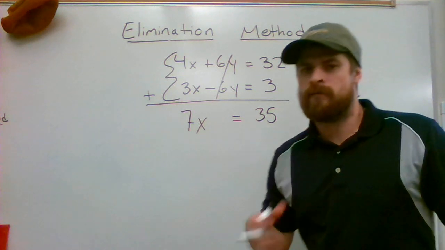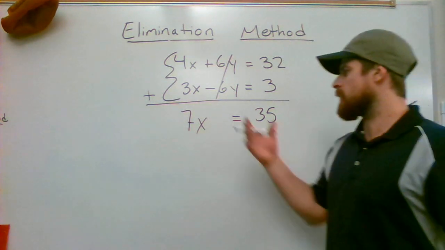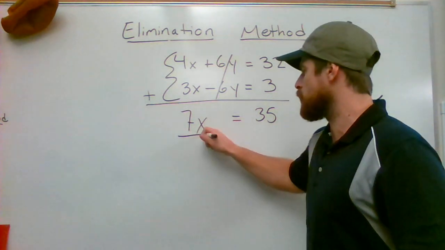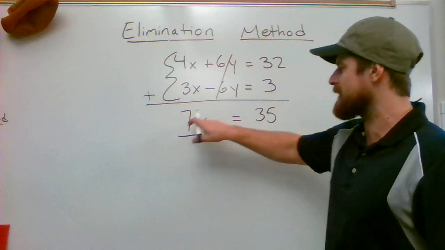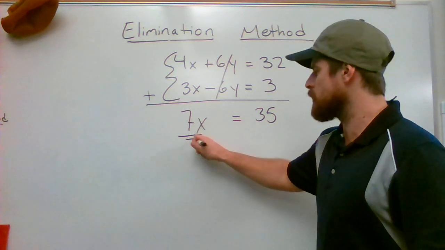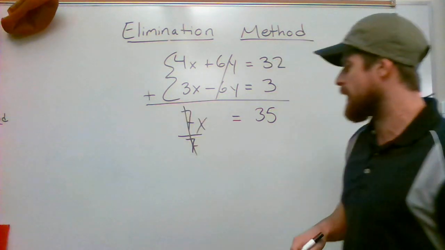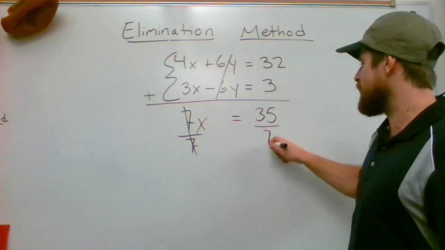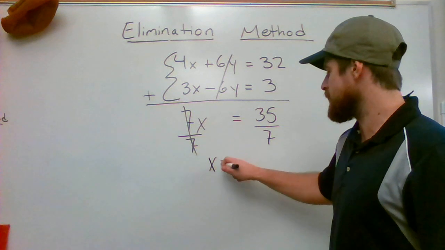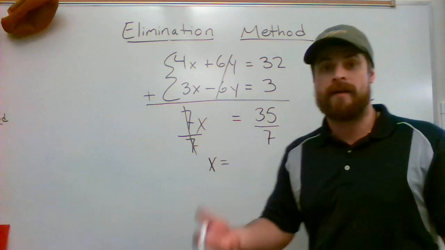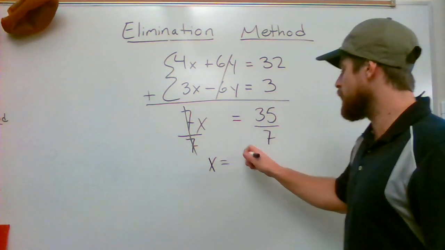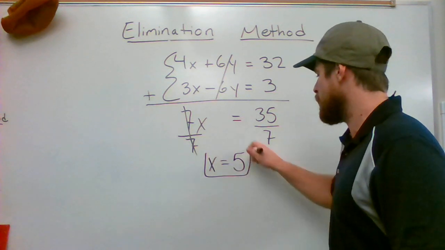7x equals 35. We're one step away. Just like in our multi-step equations videos, you've learned to use inverse operations. 7 times x, so we're going to do the opposite or the inverse of multiplication. We are going to divide. We divide by 7. X is equal to whatever 35 divided by 7 is, and we all know that that is 5.